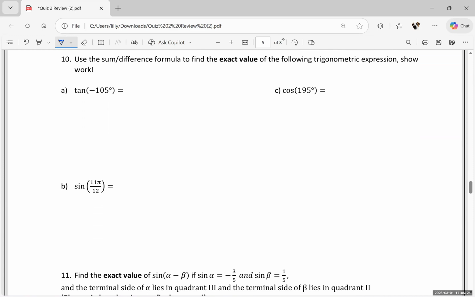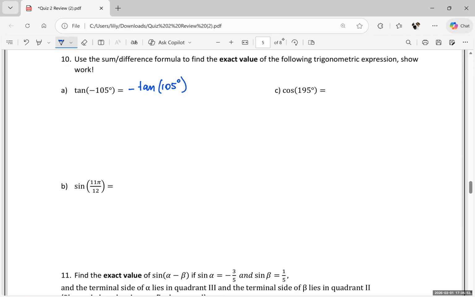Okay, sum and difference formulas to get the exact value for these trigonometric functions. So we'll go ahead and do that real quick. I'm going to use the fact that tangent is odd to go ahead and put that negative sign in front of the tangent on this one. So this is negative tangent of 105 degrees.